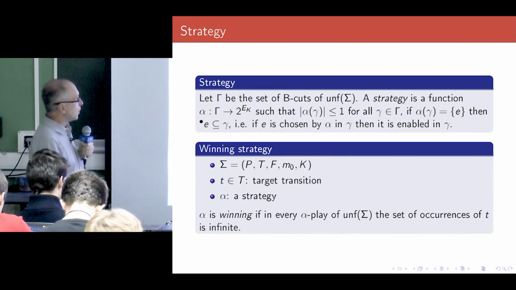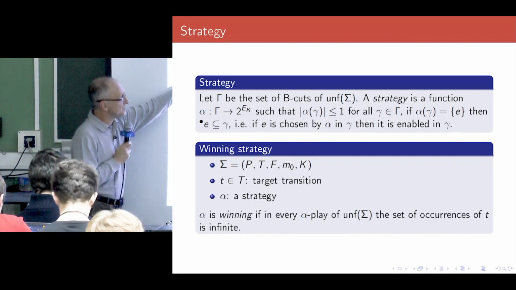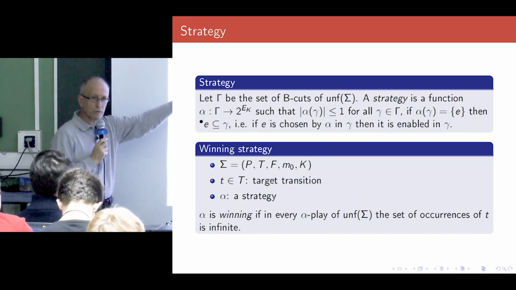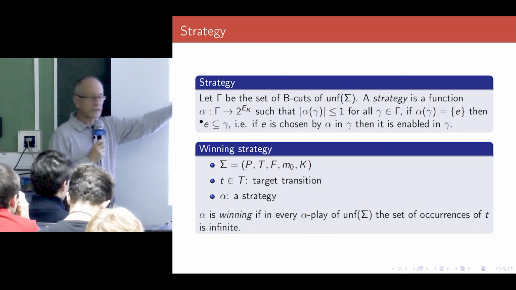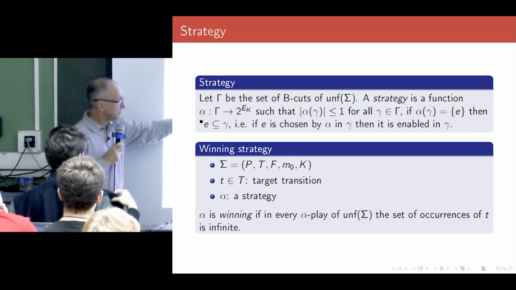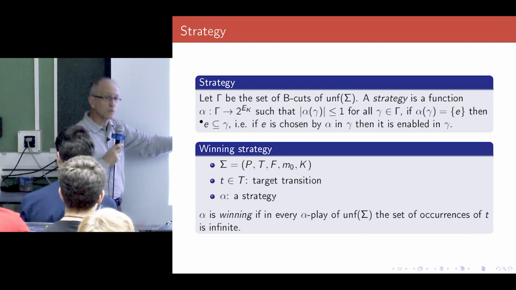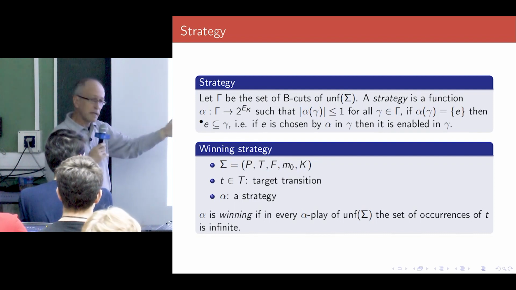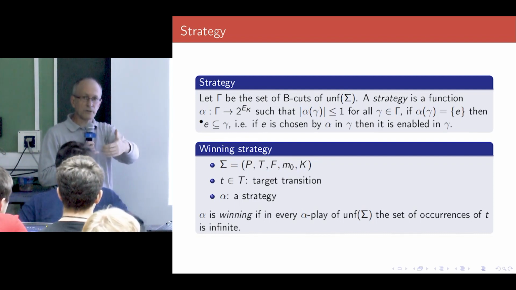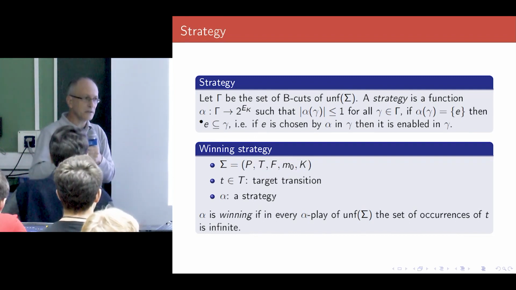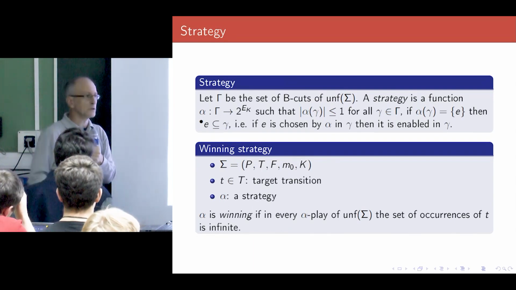What is important is that now we can take our system, an elementary net system with a set of controllable transitions. We assume that everything is observable, so the set V coincides with T. We choose a target transition. We define a strategy. And we say that the strategy is winning if in every play that obeys the strategy, we can find an infinite number of occurrences of the target transition. So the player has succeeded in making this event occur forever and ever.